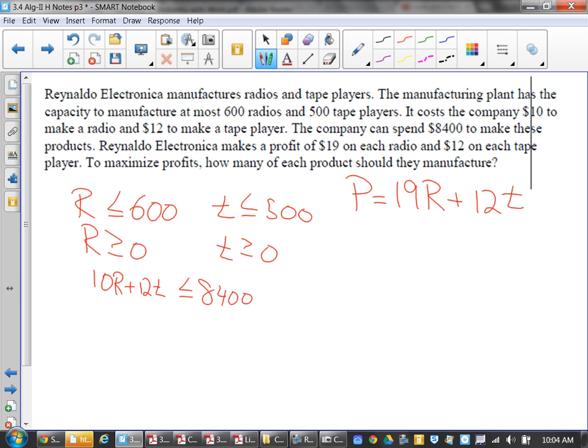Why would they even need to take tape players? They don't get any profit. No, they make $12 in profit. They make 12 bucks. Do they profit 12? So they're selling for $24. Yeah, they might be selling for 24. That's fine. And yeah, you're right.